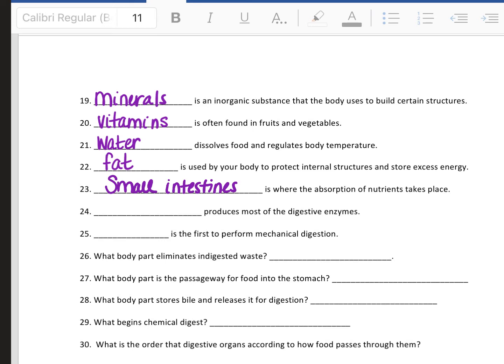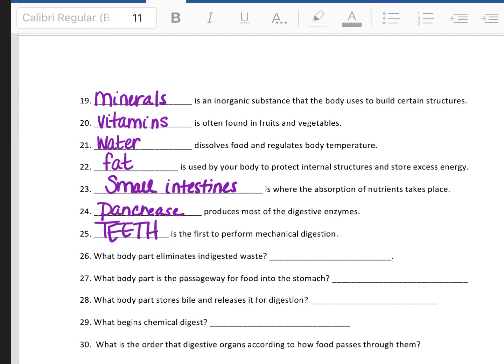What produces most of the digestive enzymes? Anybody remember this organ? The pancreas. What part is the first to perform mechanical digestion? The mouth or the teeth. Teeth. And then in part your tongue.